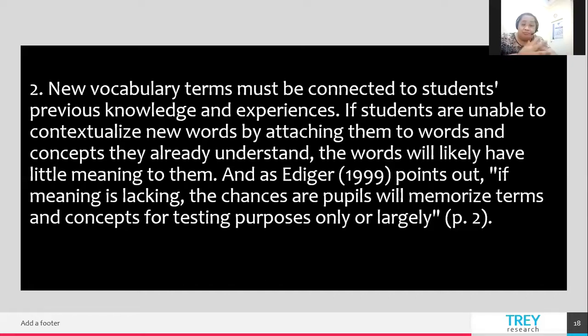Number two, new vocabulary terms must be connected to students' previous knowledge and experience. If the students are unable to contextualize new words by attaching them to the words and concepts they already understand, the words are likely to have no meaning. If meaning is lacking, the chances are pupils will just memorize the concept for testing purposes only. Ibig sabihin, those words will not be meaningful.